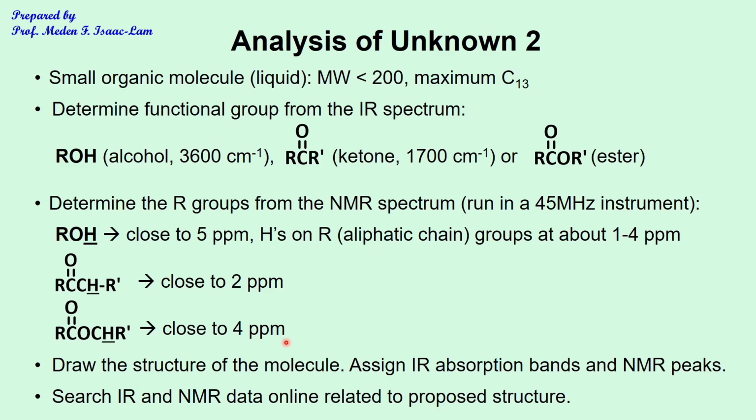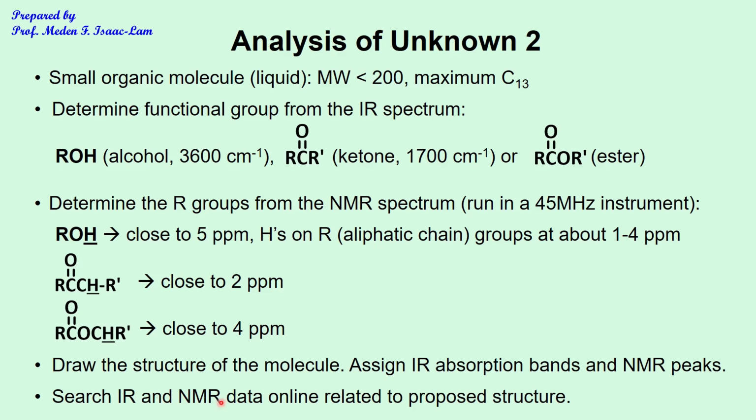From this information, you can determine the number of H's in the NMR spectrum and then in the structure. You can determine the length of the carbon chain, and then finally you can draw the structure of the molecule based on the NMR and IR. Assign IR absorption bands and NMR peaks based on the structure. Search IR and NMR data online related to the proposed structure.